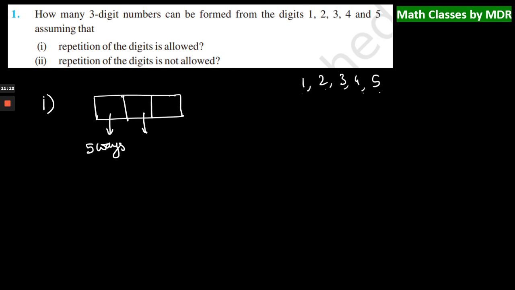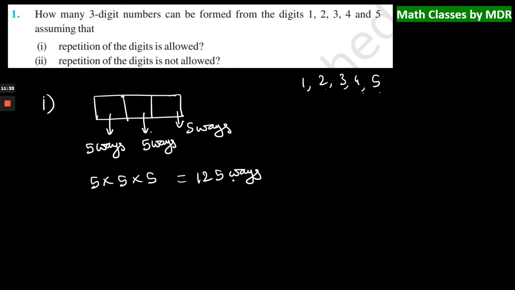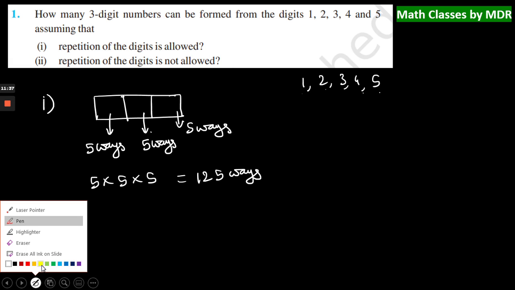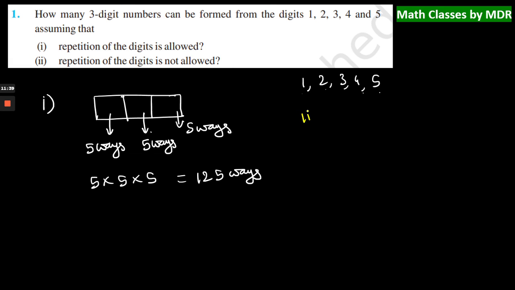What about the second box? How many numbers are available for the second box? As the repetition of the digits is allowed, again all the 5 numbers are allowed. So I can fill this in 5 ways and I can fill this in 5 ways. Again all the numbers are available, right? So again 5 and 5 and 5, that is 125 ways we can form the numbers if the repetition is allowed. Now can we see it if the repetition is not allowed? Right, let us see.